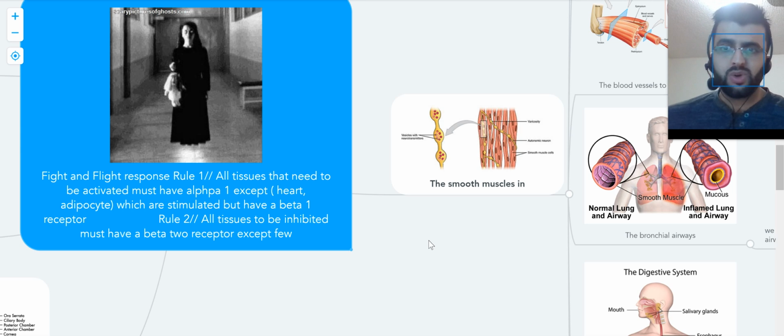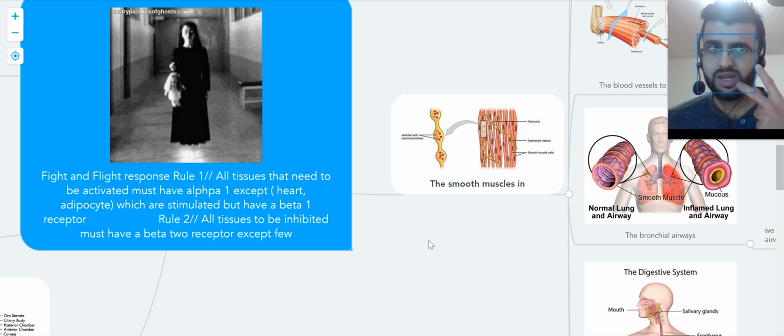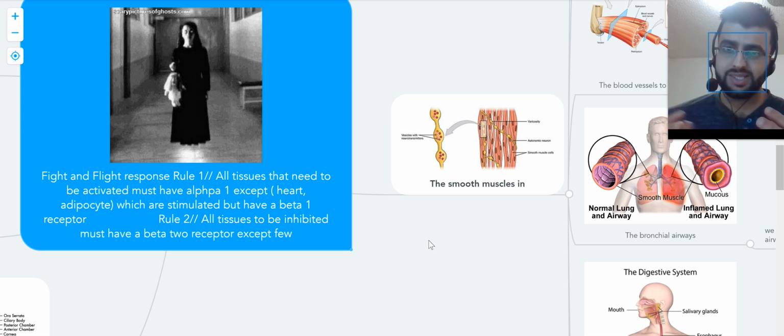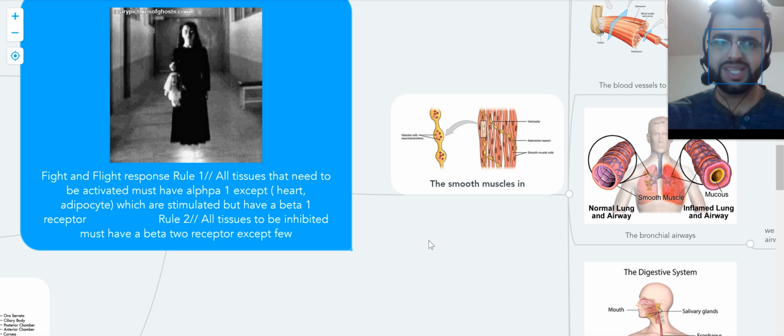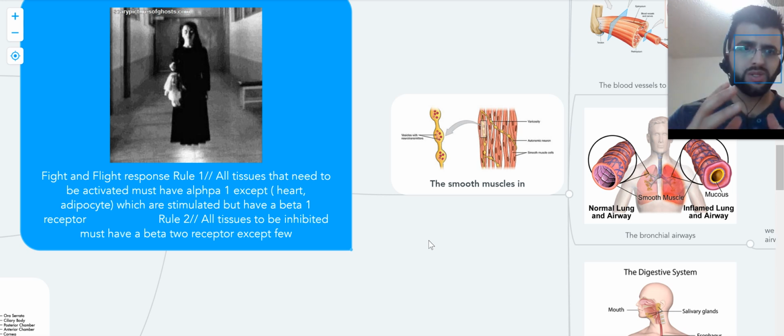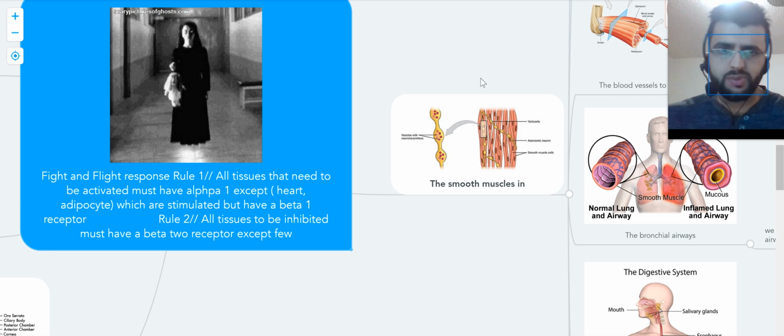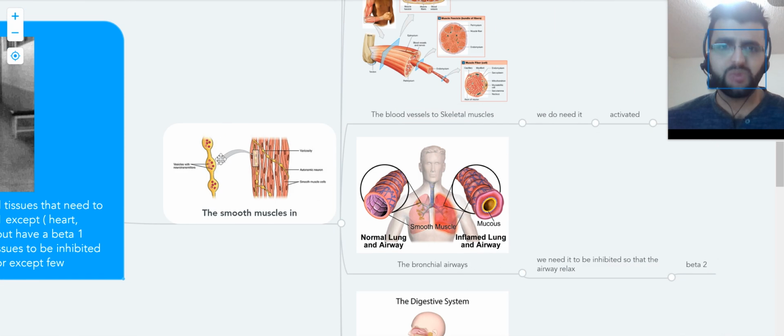Okay? So rule number one is that all tissues that need to be activated or constricted must have alpha 1 receptor, except the heart and the adipocyte. The adipocyte has a modified beta 1, which is beta 3, and the heart has beta 1. Okay, so this is rule number one. And rule number two is that all tissues that need to be inhibited must have a beta 2 receptor, except a few. So we will discuss the smooth muscles first.